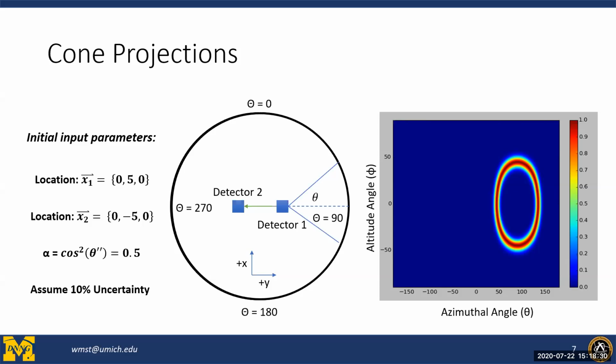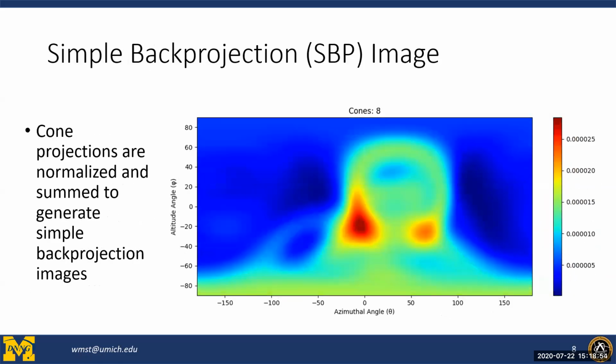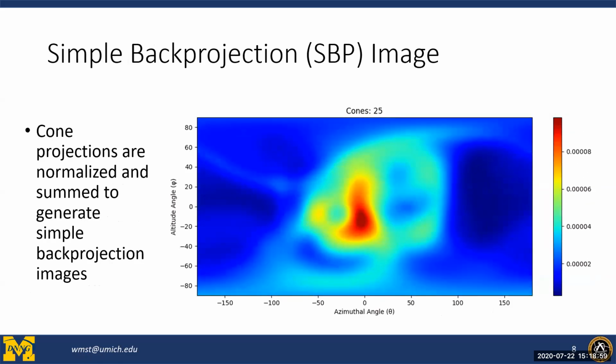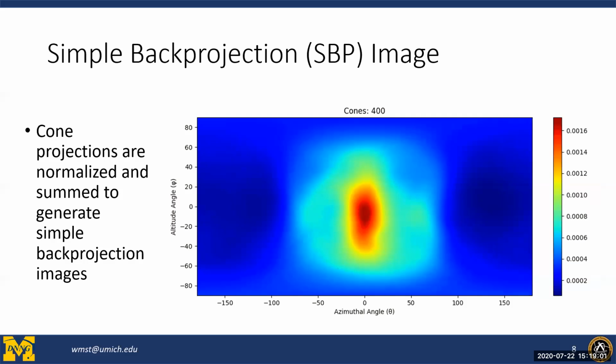So now that we can do this for a single event, we want to do this for many events, because it doesn't necessarily help us that we see a source can be in any one of these positions, such that we want to add many of these cone projections together and then be able to localize a source by summing all of those projections. And that ends up looking something like this, where we normalize our cone projections and then sum them to generate what is called a simple back projection image.